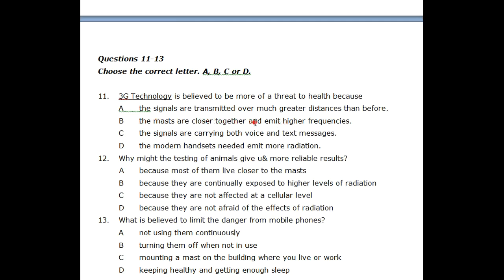Masts are closer and, earlier it was said that they emit higher frequencies in 3G technology. Move to the next question.